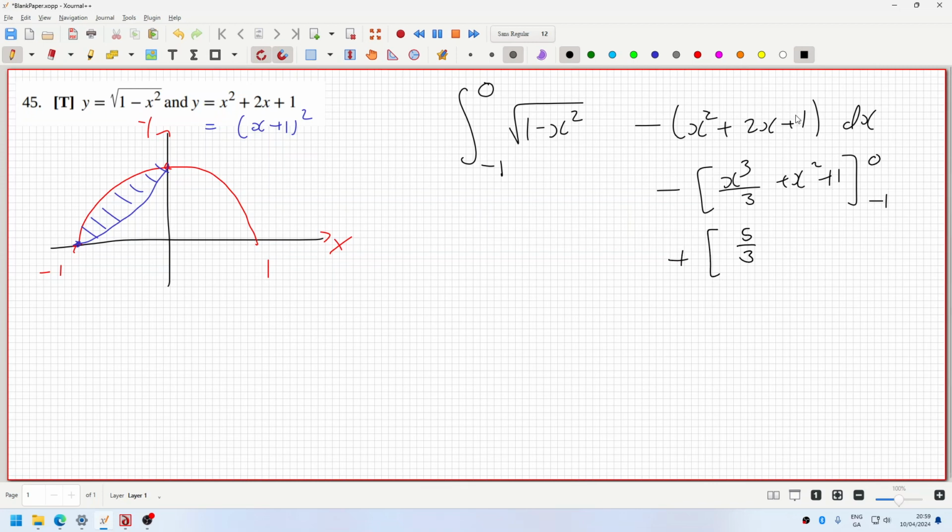Oh, silly me. I forgot. That becomes x, not 1. So if I put in the -1, it's going to be -1 over 3 plus 1 minus 1. So it's just going to be +1 over 3 that you're left with.